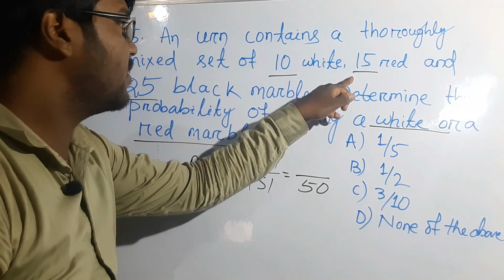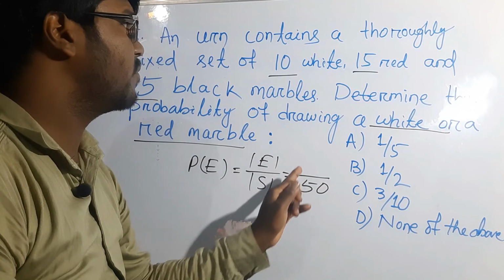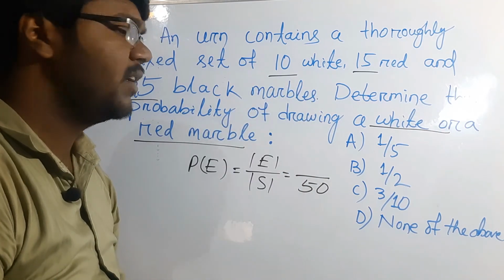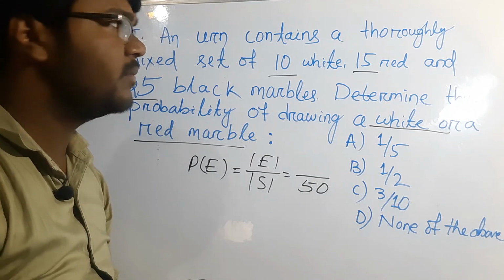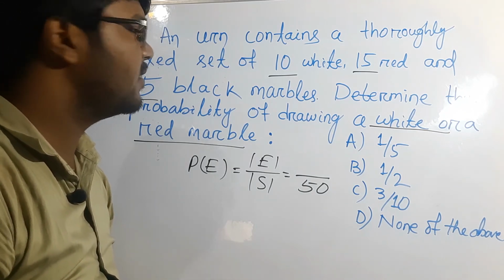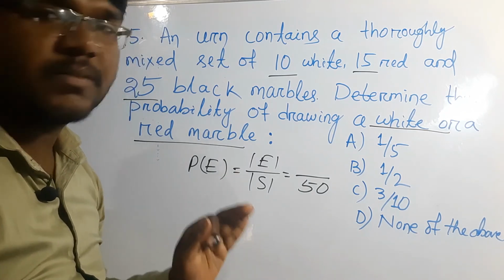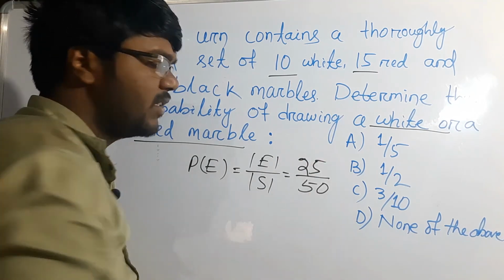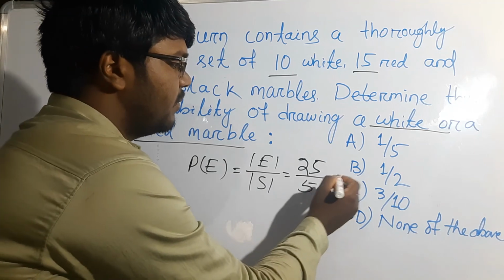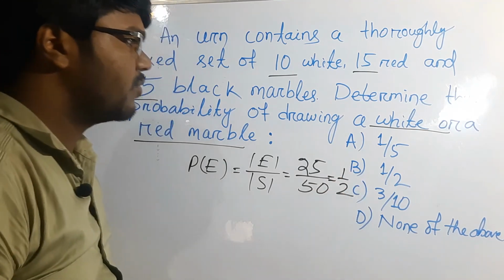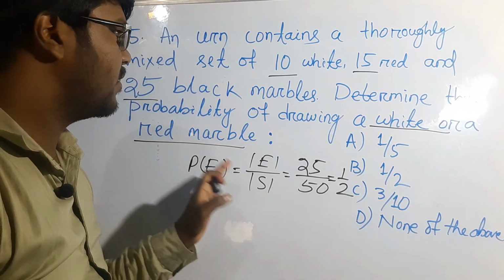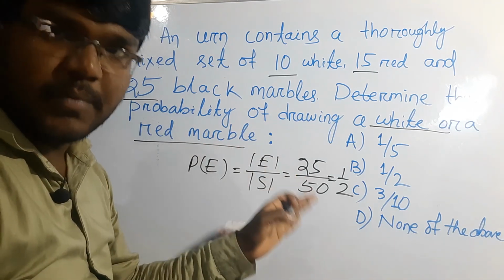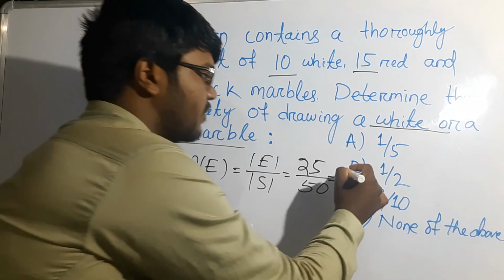So here the sum will give the number of events, 10 plus 15. When it is added, it will give the number of elements in the event, which is 25. So 25 by 50 will give 1 by 2. So 1 by 2 is the probability of drawing a white or red marble. Option B is our correct answer.